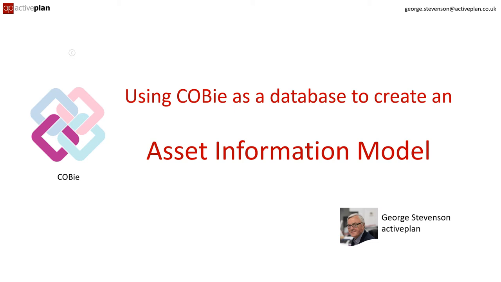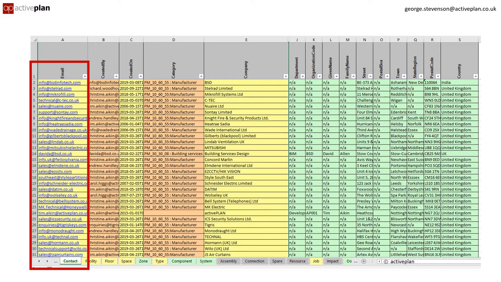Some people think of COBie as a spreadsheet when actually it's a database schema presented as a spreadsheet. I'm no technical wizard, but I thought it might be useful to explain how I look at it as a layperson. In contacts, we've got the supplier's details with an email address as the key.